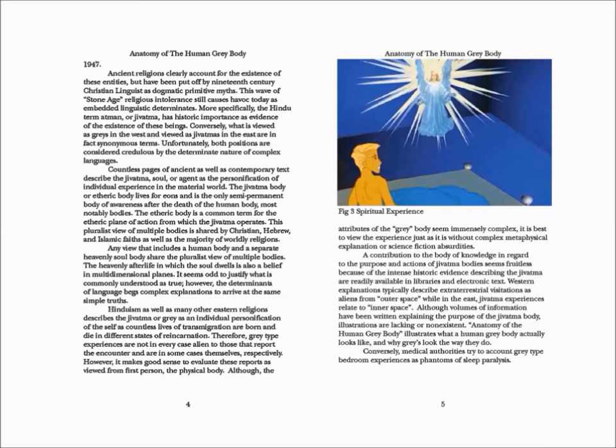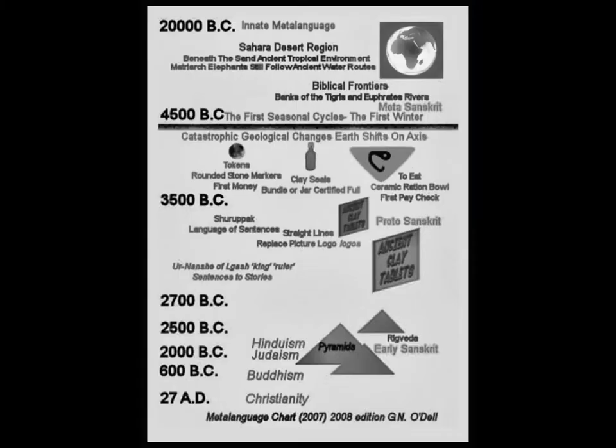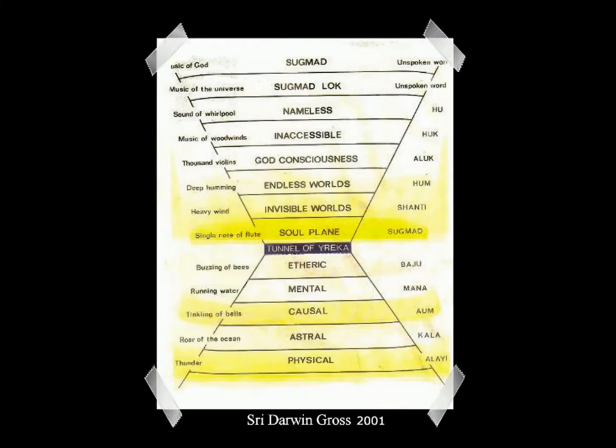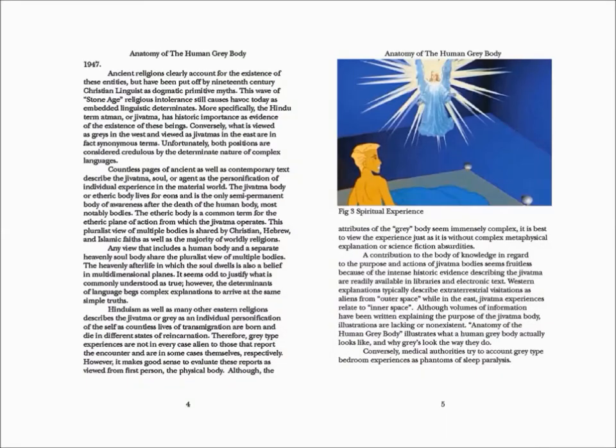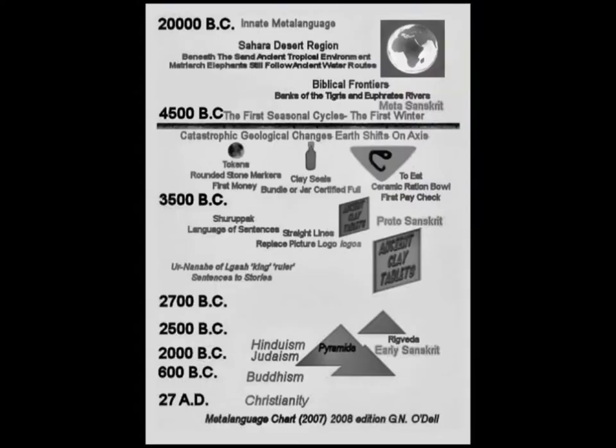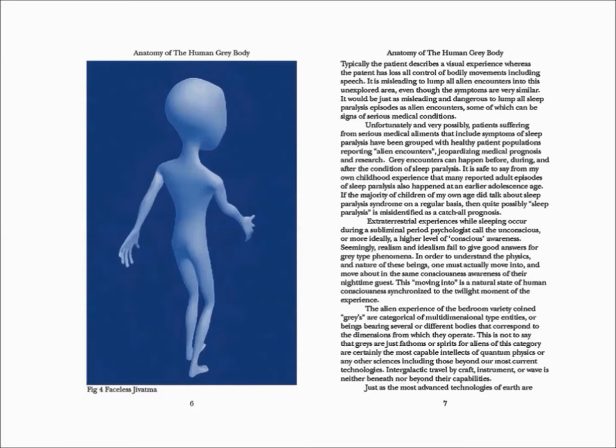Western explanations typically describe extraterrestrial visitation as aliens from outer space, while in the East, jivatma experiences relate to inner space, although volumes of information have been written explaining the purpose of the jivatma body. Illustrations are lacking or non-existent. Anatomy of the human gray body illustrates what a human gray body actually looks like, and why grays look the way they do. Conversely, medical authorities try to account for gray-type bedroom experiences as phantoms of sleep paralysis.